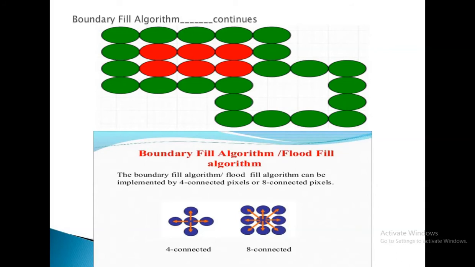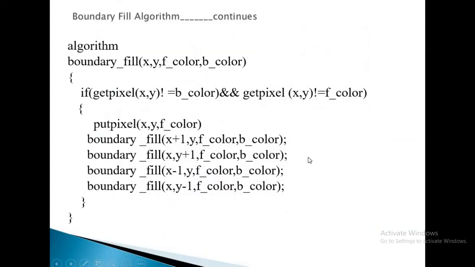Okay, then next one, the algorithm of the boundary fill. Here is the boundary fill algorithm. There is one condition, that is if getpixel(x, y) is not equal to boundary color and getpixel(x, y) is not equal to fill color. The pixel which is the seed pixel is not the boundary color pixel and this pixel is not the fill color pixel.